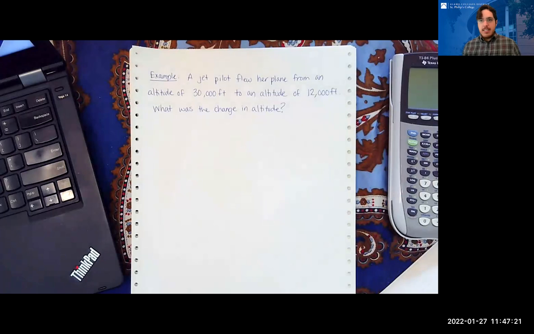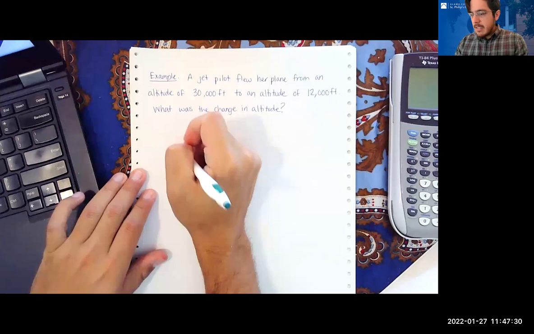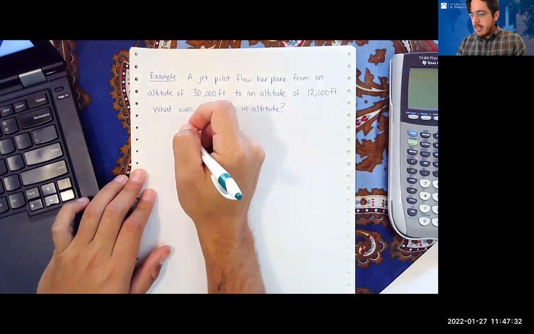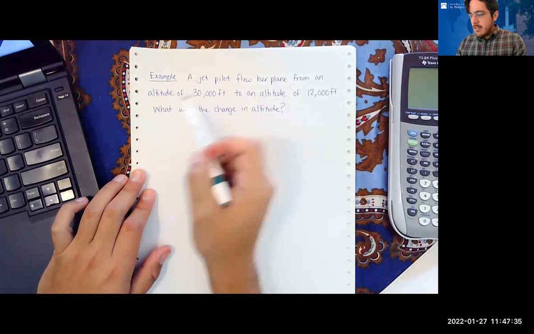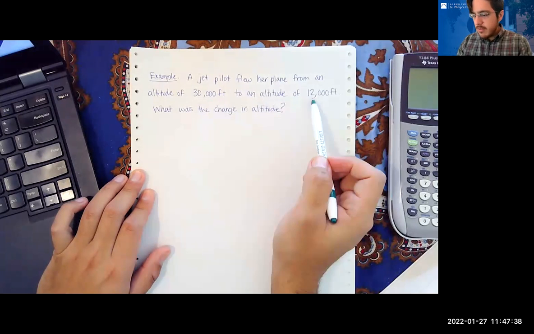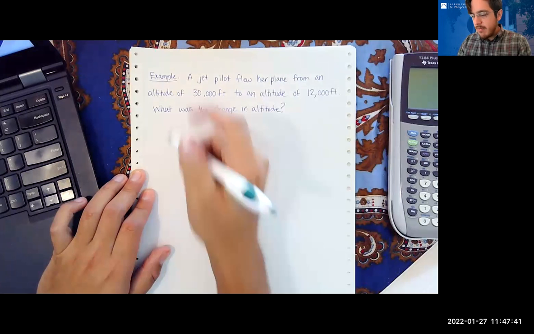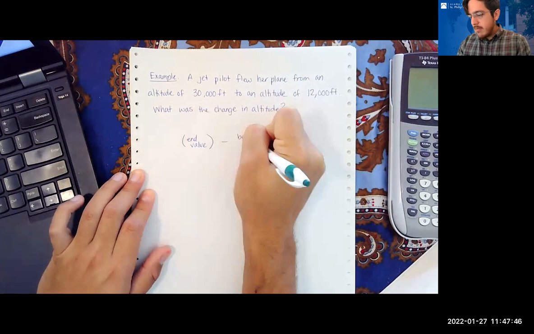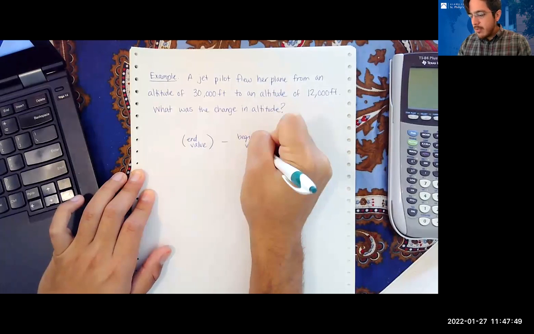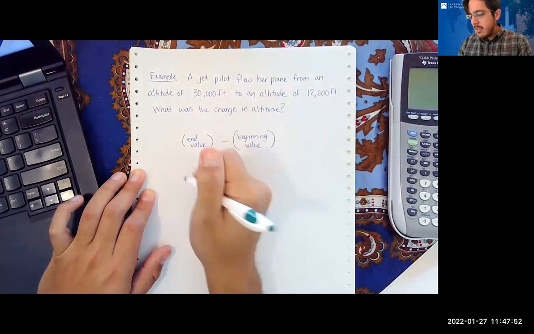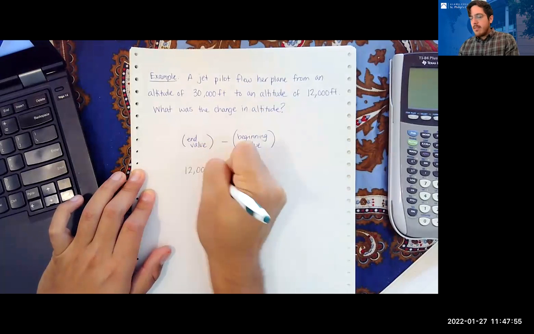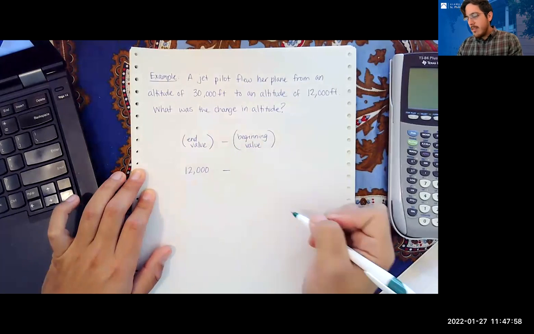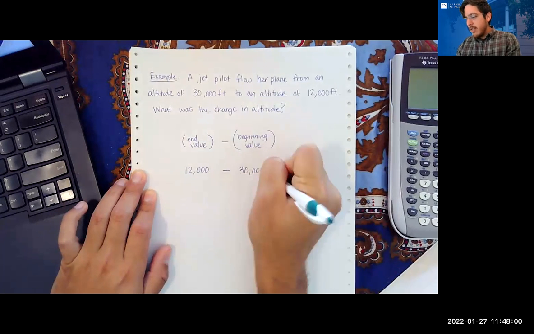How will I write this one down as a math problem? Would it be 12,000 feet minus 30,000 feet? Let's see. We flew from an altitude of this to that, so our ending value should come first, right? So let me just write that down: end value minus beginning value. And that's going to guide me, right? The end value is 12,000 feet, and I'm going to subtract the 30,000, right? Okay. So what should my answer here be?